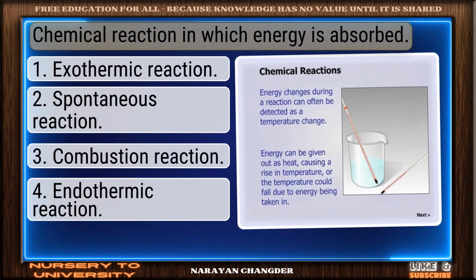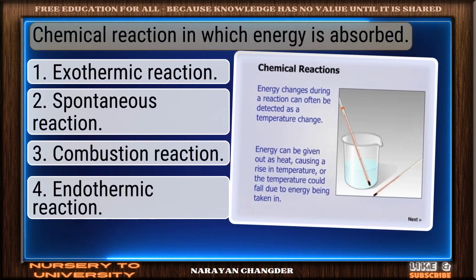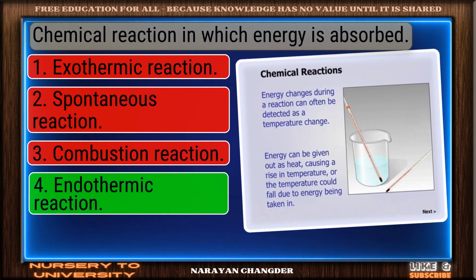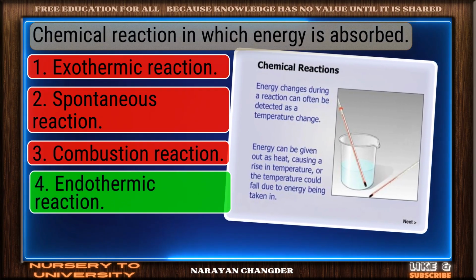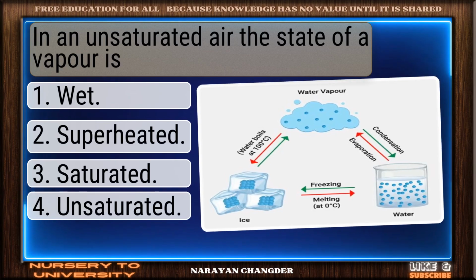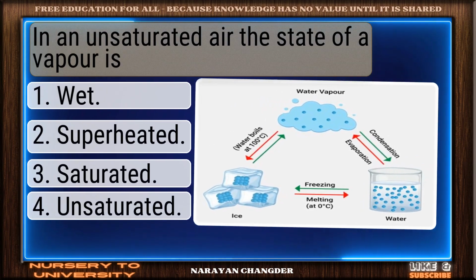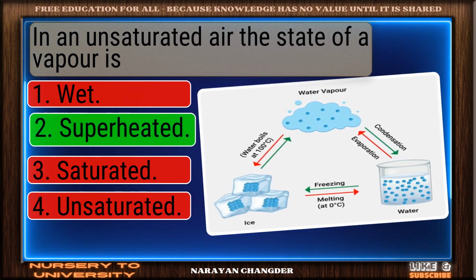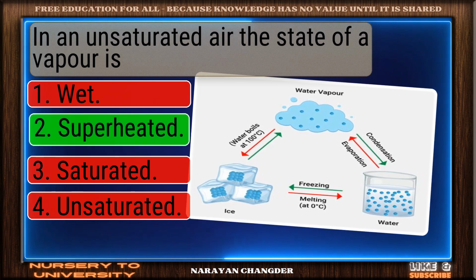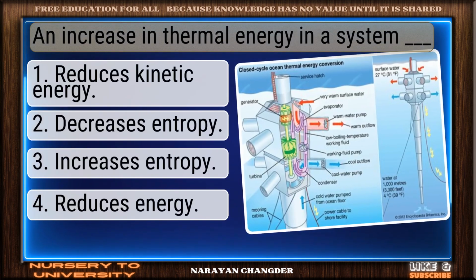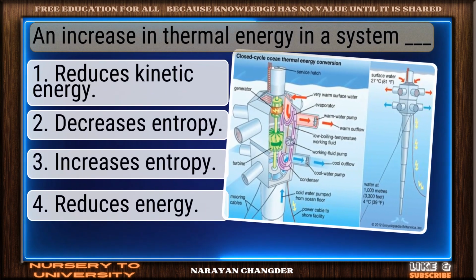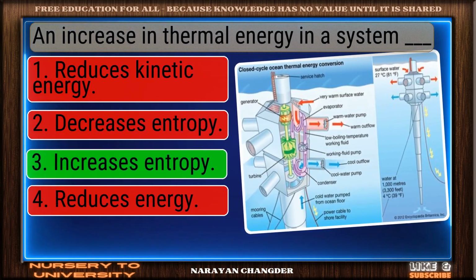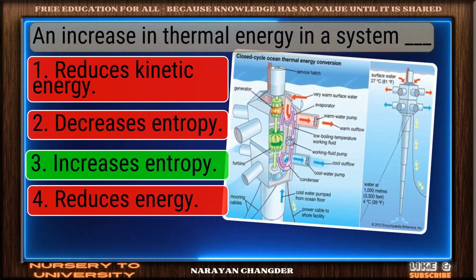Chemical reaction in which energy is absorbed? Exactly. Endothermic reaction makes sense and it is right choice. In an unsaturated air, the state of a vapor is well picked. Superheated is the correct answer. An increase in thermal energy in a system dash. Sharp thinking. Increases entropy is the right choice.